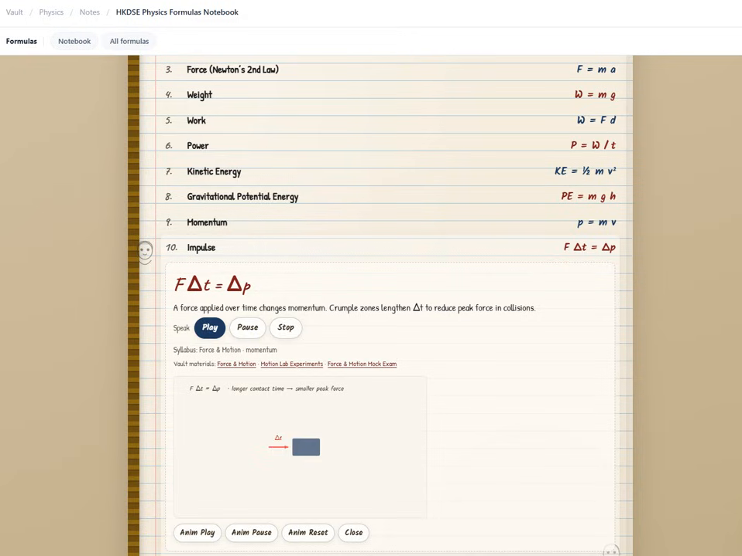Impulse, F delta t equals delta p. A force applied over time changes momentum. Crumple zones lengthen delta t to reduce peak force in collisions. Longer contact time softens the peak force for the same momentum change.